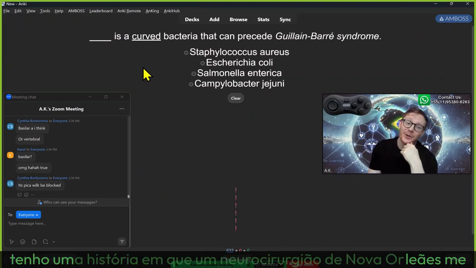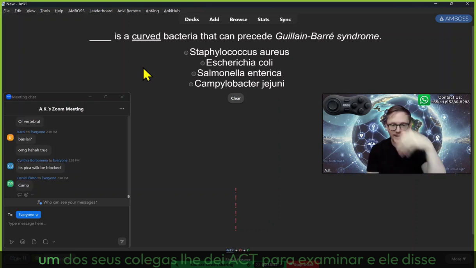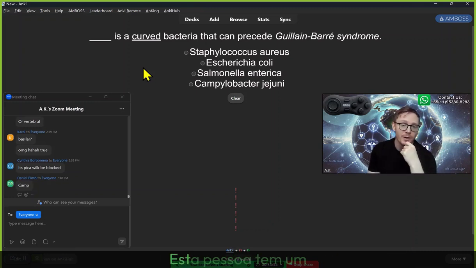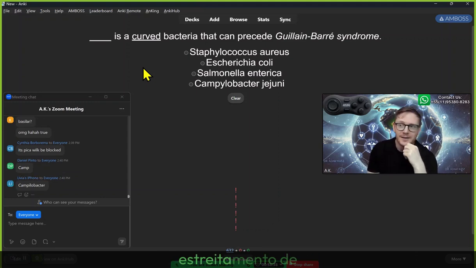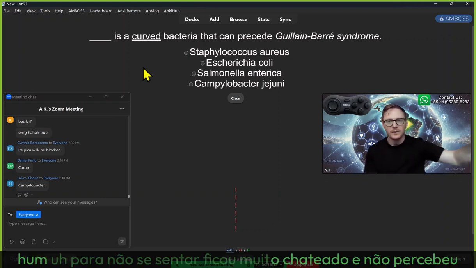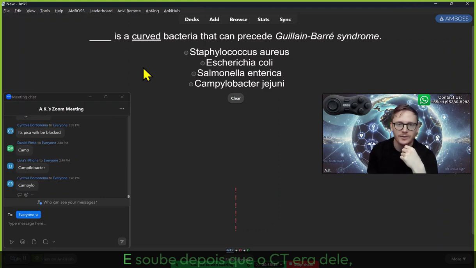In fact, I have a story where a neurosurgeon in New Orleans told me that one of his colleagues gave him a CT to look at, and he immediately said, "You need to send this person to the OR. This person's in trouble. This person has a basilar artery infarct and a narrowing from a thrombus." And the surgeon walked out of the room, knocked a chair down and was very upset, and he didn't understand why. And he learned later that the CT was of his own.